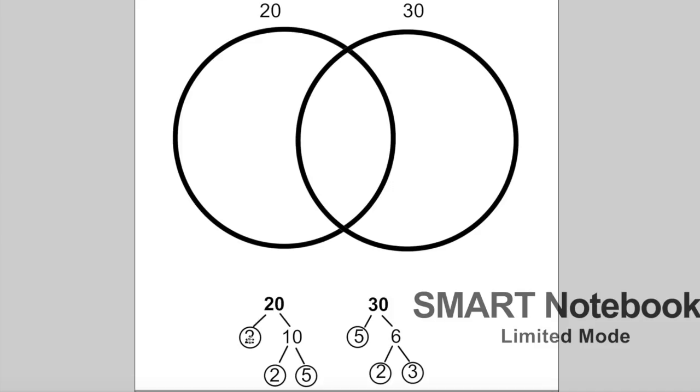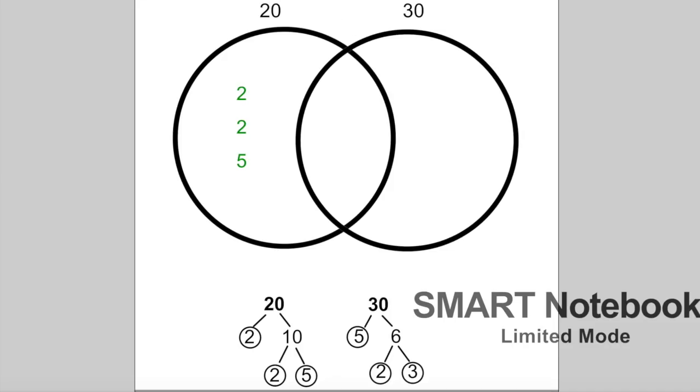We can split 20 into 2 and 10. 2 is prime, so it's circled. 2 and 5 break up 10, so we can circle 2 and 5. 30 can be broken up by 5 and 6, and then again into 2 and 3, and these are all the prime factors of 30. Your trees may look different, but your answers should be 5, 2, and 3, and 2, 2, 5. So the first step is to go ahead and add those numbers to your circles. So we have a 2, we have a 2, and a 5.